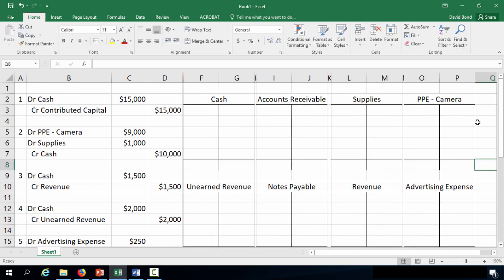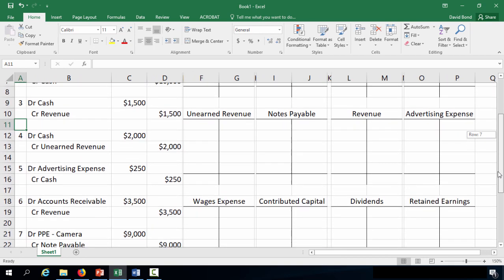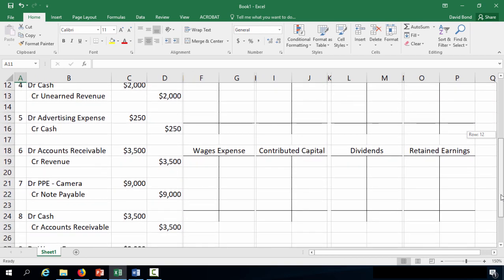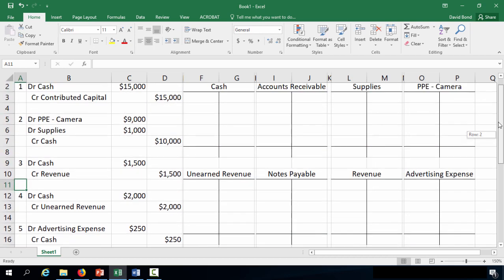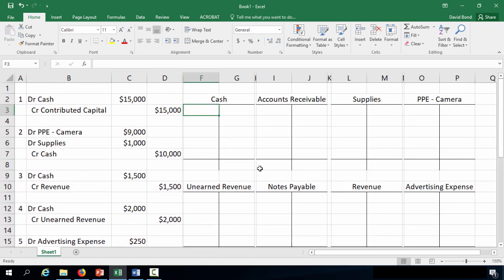So what we have here is the T accounts for the relevant accounts that we need for this particular example. So cash, accounts receivable, supplies, camera, revenue, notes payable, and so on. And unfortunately, because of space issues, we've had to go below the fold. So wages, expense, contributed capital, dividends, retained earnings. Each has a distinct T shape. And all that we do is just work our way down the list and put the amounts where we need to put them.